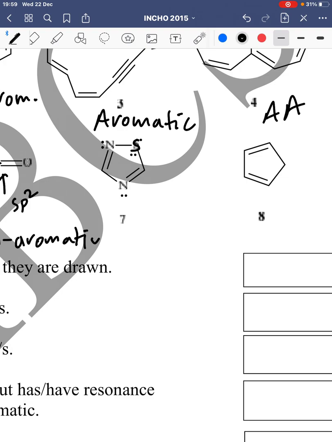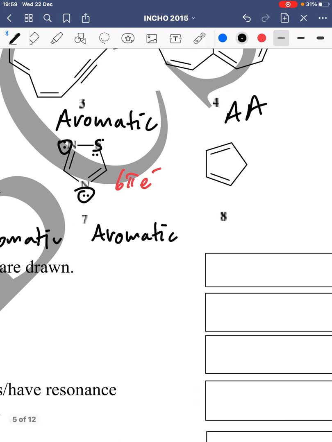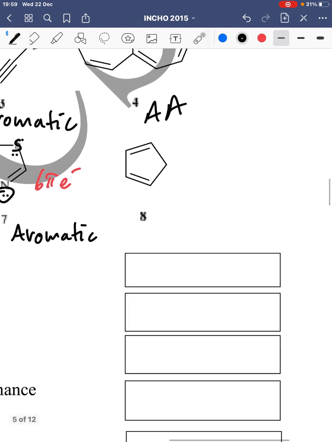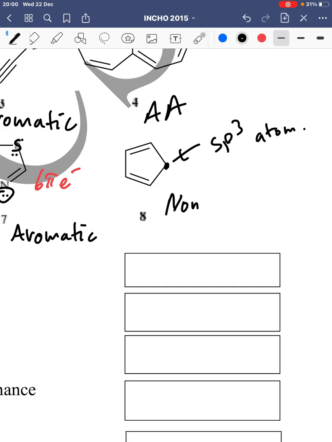Let's see this one. It is a sulfur element here, and we can see these are localized electrons. So in total we have 6 pi electrons here, so this will be aromatic, and there's an electron current there. Here it is an sp3 atom, which stops the electron current, so there's no complete resonance inside the ring, and hence it will be non-aromatic.